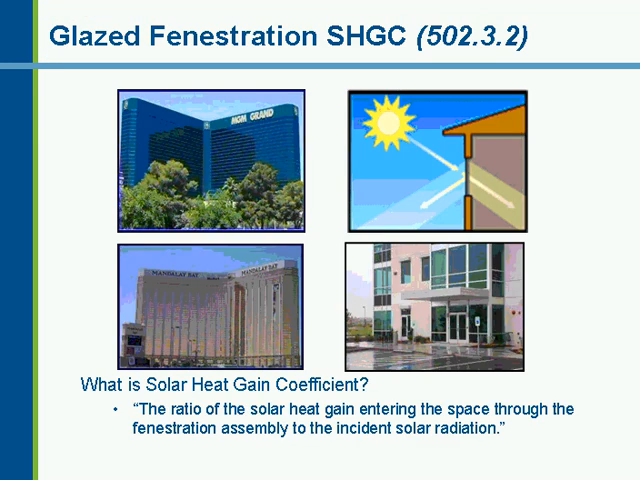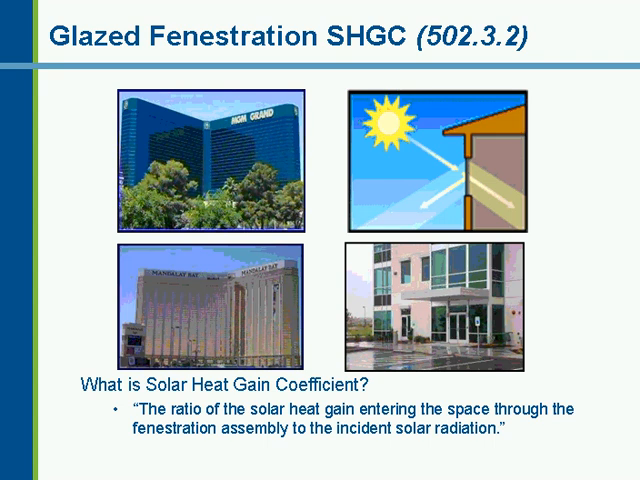Solar heat gain coefficient is the next requirement within the IECC. And you have a few different options on this. One is you can either use an NFRC 200 rated product, or you can use the default value to meet the requirement. Solar heat gain coefficient, or SHGC, is the ratio of the solar heat gain entering the space through the fenestration assembly to the incident solar radiation.